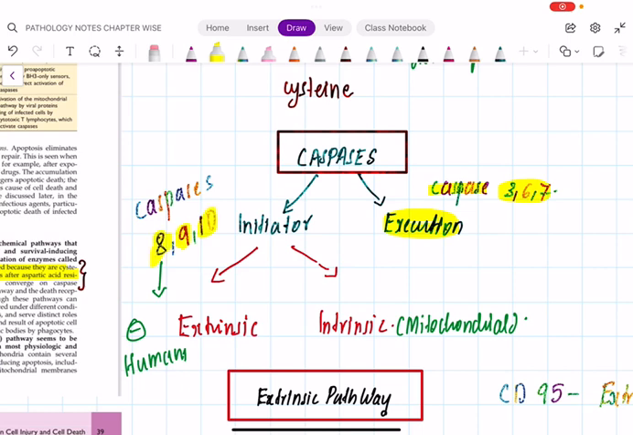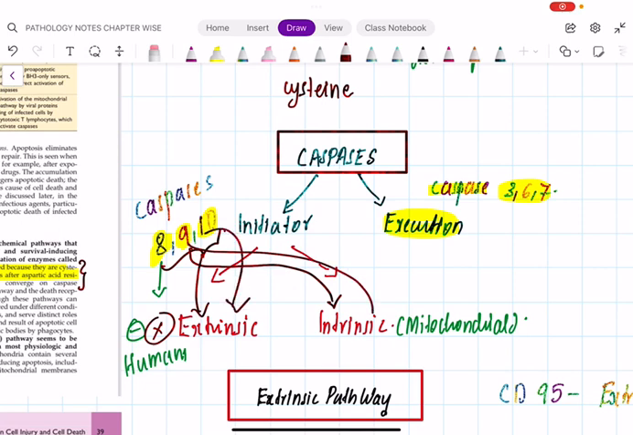Out of that, 9 is involved in the intrinsic pathway. 8 and 10 are involved in the extrinsic pathway. Remember, out of these, 8 is absent in humans. So 9 for intrinsic, 10 for extrinsic. Not only in humans, animals are also living beings, so they also have the extrinsic pathway, intrinsic pathway, everything. In humans, caspase 8 is absent. Long years back, they asked this as a question: which of the caspases is absent in humans? The answer is caspase 8. So 8, 10 for extrinsic, 9 for the intrinsic or mitochondrial pathway.